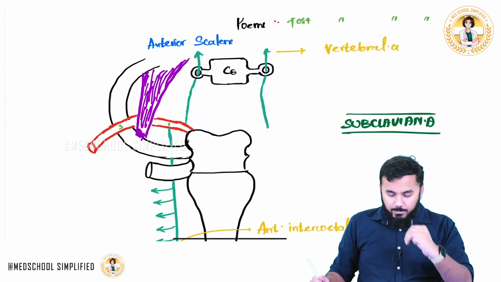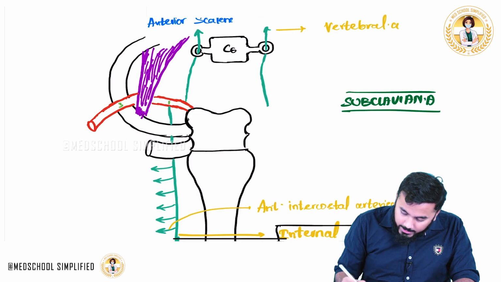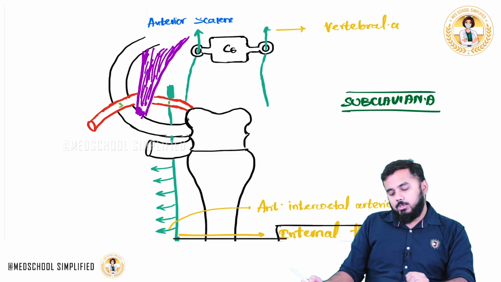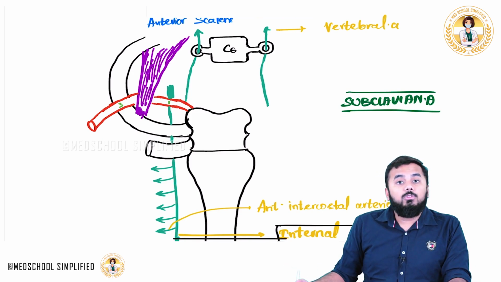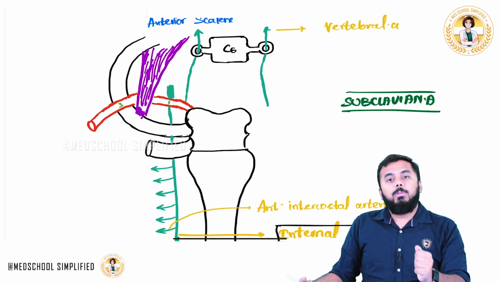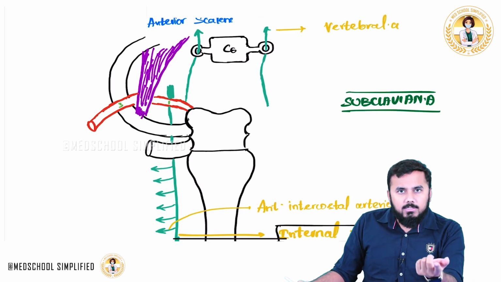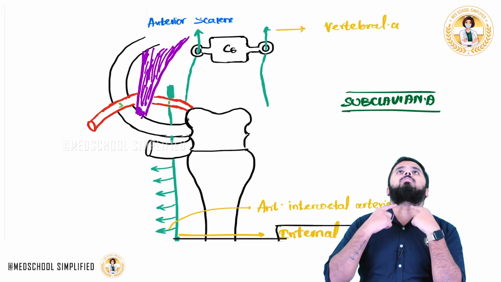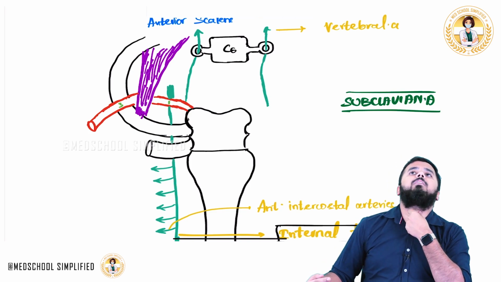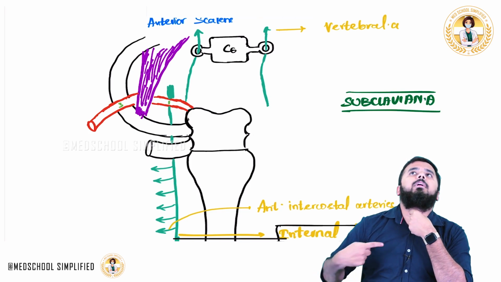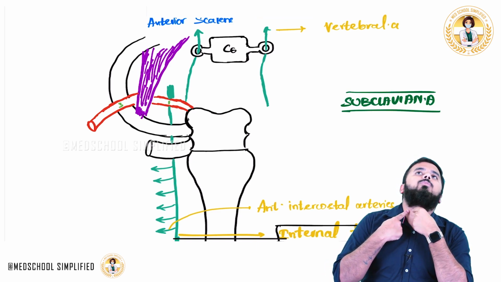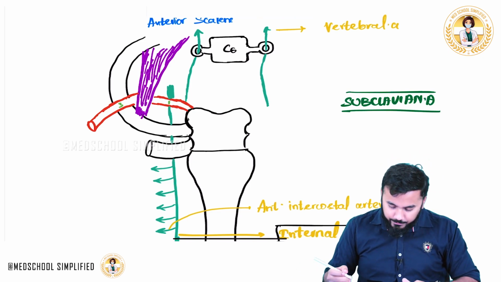The third important thing is that the first part gives out a trunk, and this trunk is called the thyrocervical trunk. Why is it called thyrocervical trunk? Because it supplies your thyroid gland and your cervical region. And where is your thyroid gland located? Let us say your thyroid gland is here, and your subclavian artery is here. So from this subclavian artery there is an artery going up like this and supplying your thyroid gland, right?